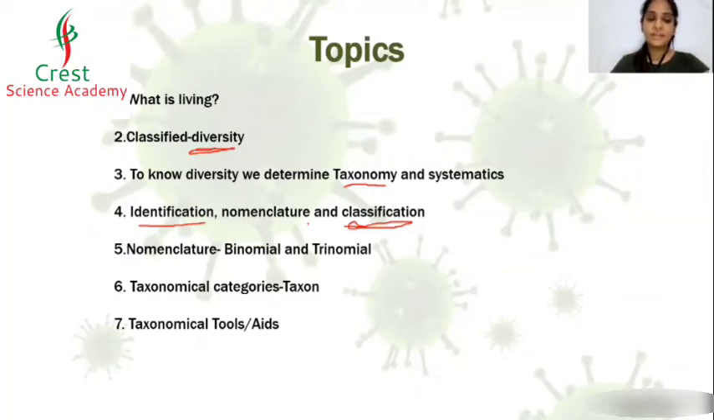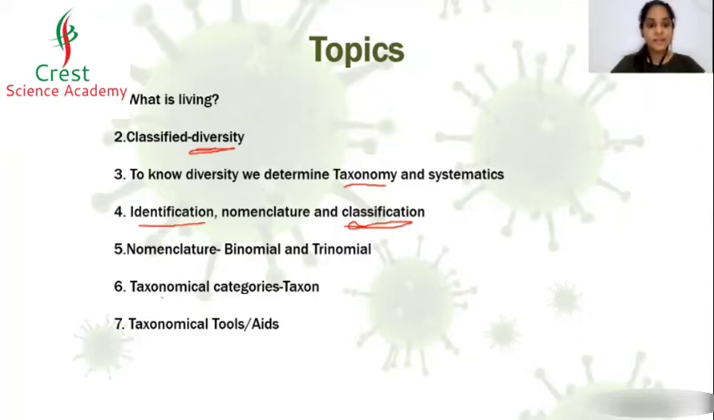After the identification and the nomenclature, we will move to the classification. Firstly, we will identify that organism, then we will nomenclate them, and then we will classify them into their respective orders. The next thing we will discuss is nomenclature. There are 2 types of nomenclature, the binomial and the trinomial. The binomial is a 2-word naming and the trinomial is a 3-word naming.